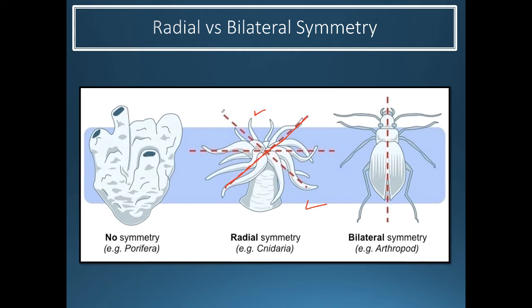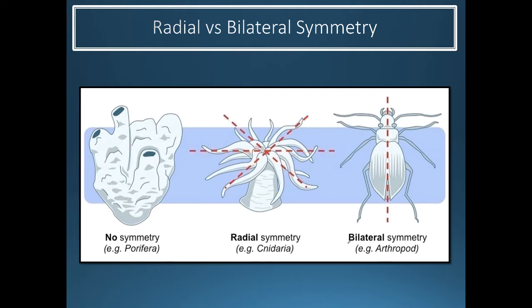You could also cut the cnidarian this way, right? And now you're going to have a half over here and a half over here, and each half will be nearly identical. You could cut this cnidarian in one of many different ways, and you're going to see that each half is nearly the same on either side. It forms this kind of spoke-like structure. So it has to have at least two planes of symmetry.